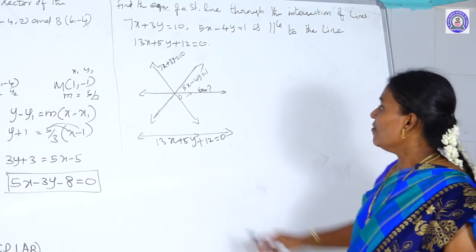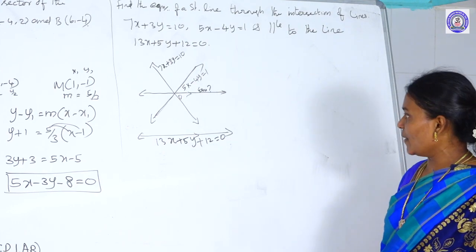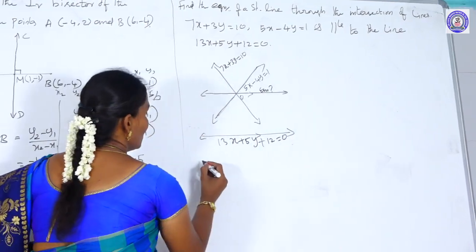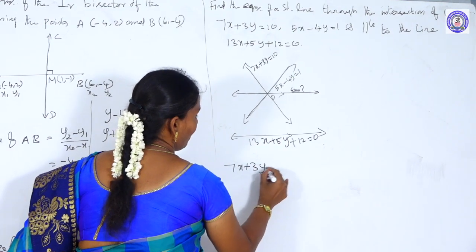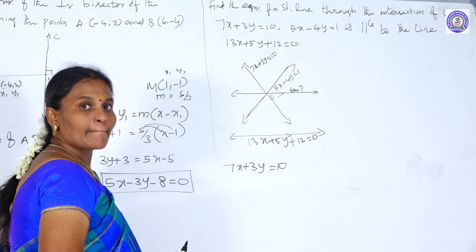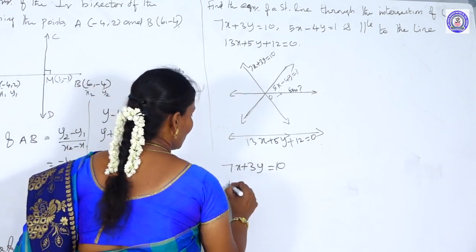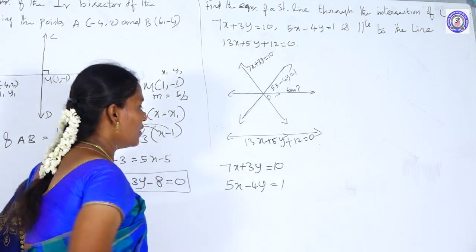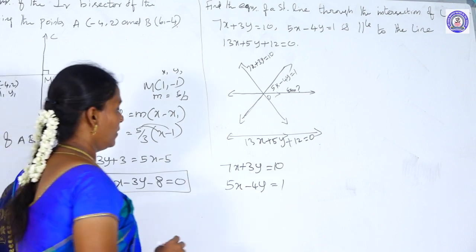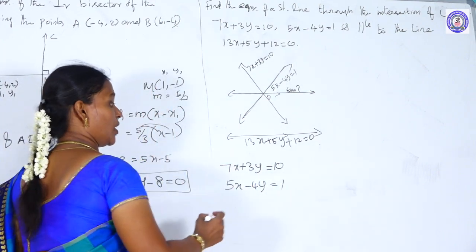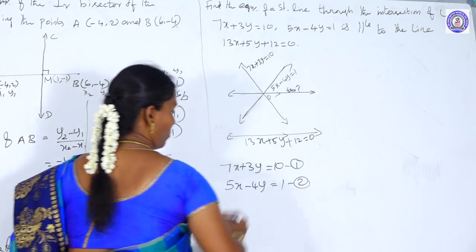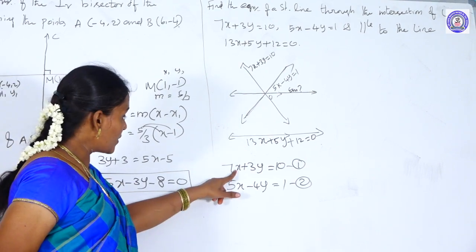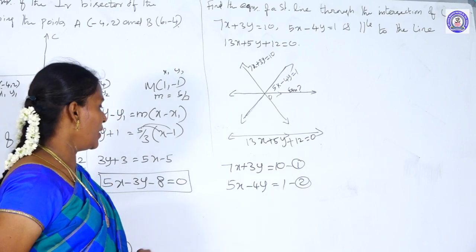Now first you find the point of intersection. How do you find it? Write down these two equations: 7x plus 3y is equal to 10, and one more equation, 5x minus 4y is equal to 1. Now solve these two equations by the elimination method. Consider this equation number 1 and this equation number 2. The coefficients are different, the x coefficient is different and y also different.